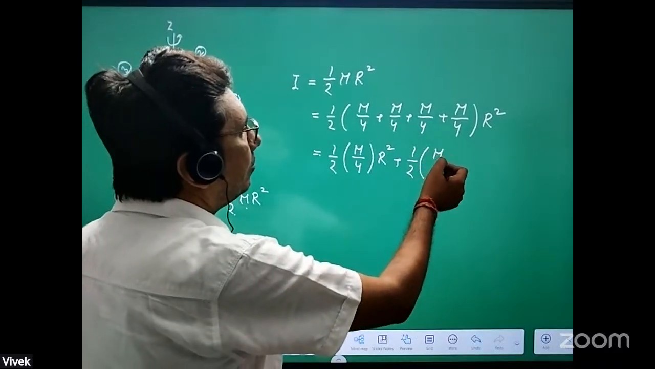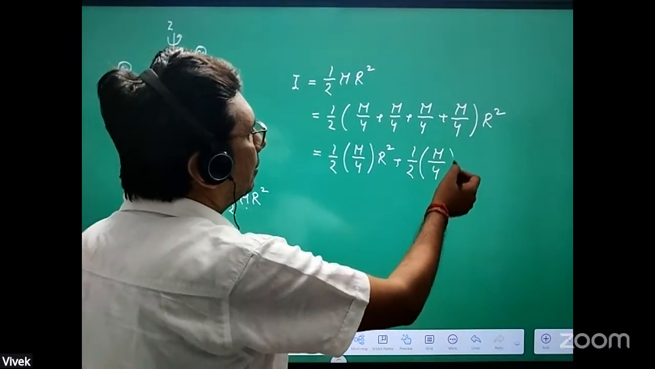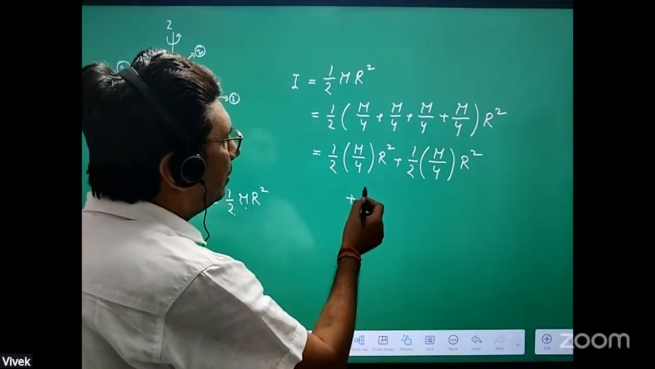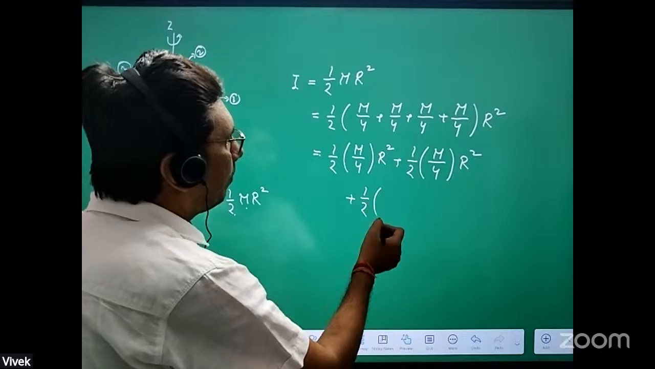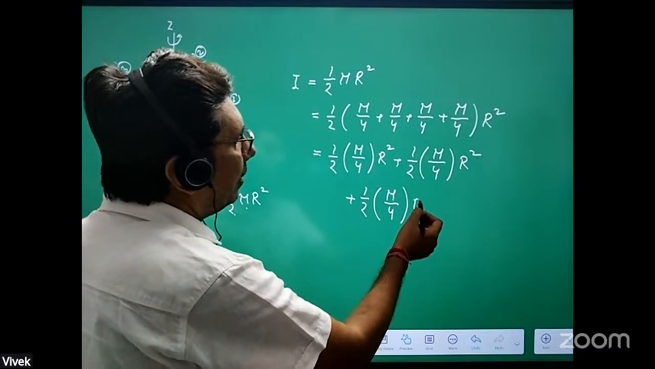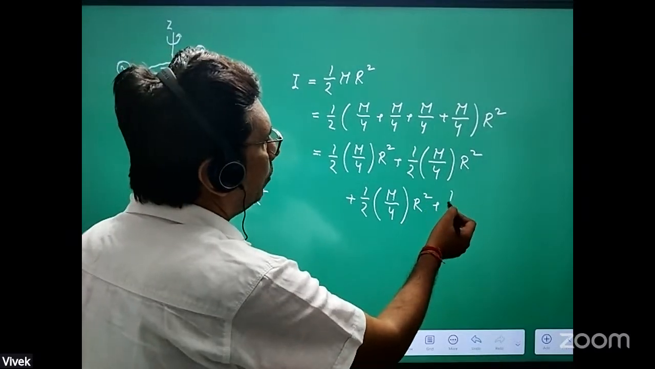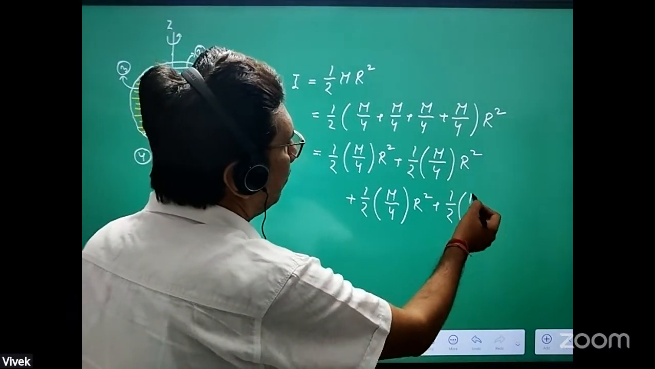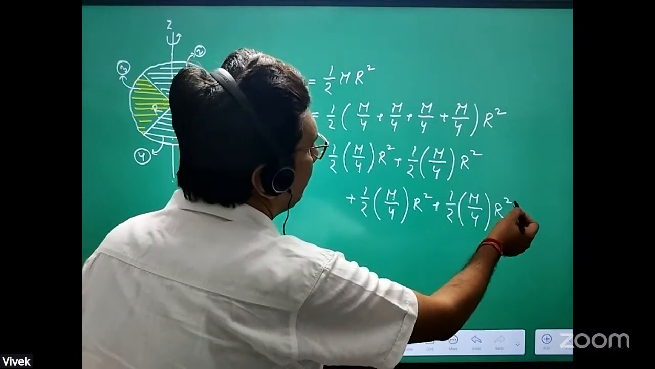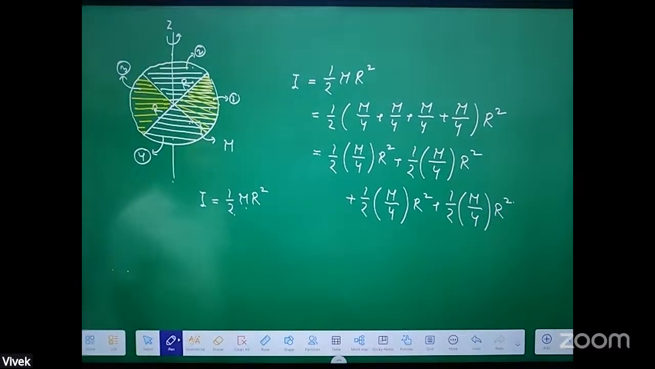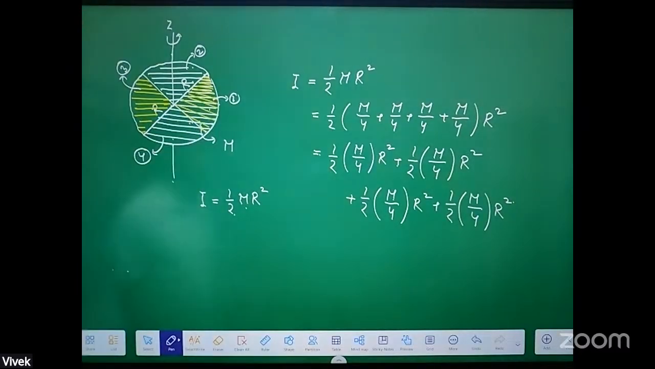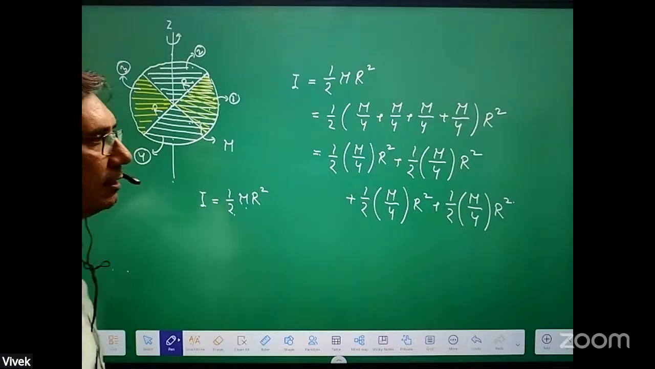Why they are equal? Because they are symmetrical. Why I'm saying they are equal? Because they are symmetrical. This will be m by 4 r square plus 1 by 2 m by 4 r square. It is like this. So what is the formula for the moment of inertia of the quarter plate? The formula is same if you look at.